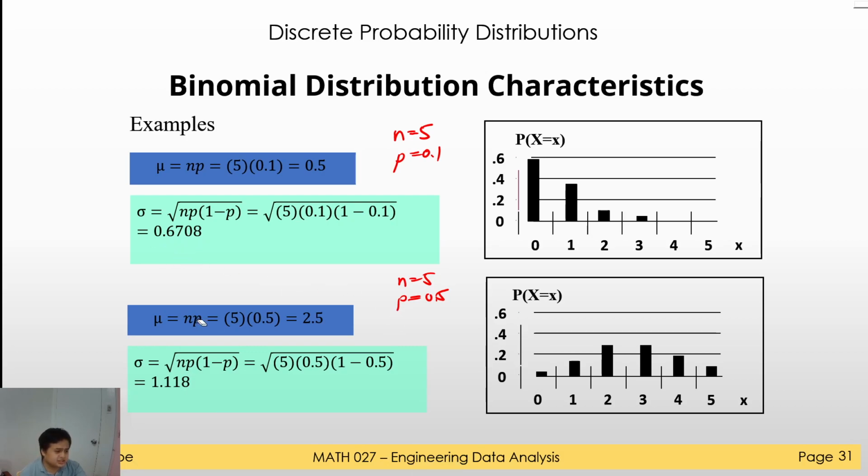For the second case, as you can see, the mean or the expected value is 2.5, meaning the majority of the data is in between 2 and 3. So this is 2.5, for example. And we have a higher standard deviation here because the data is quite dispersed. It is not focused on a single value or in between the mean.